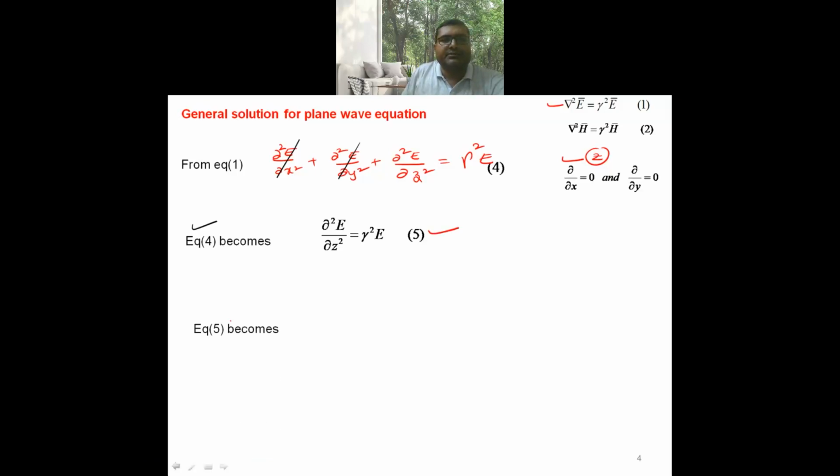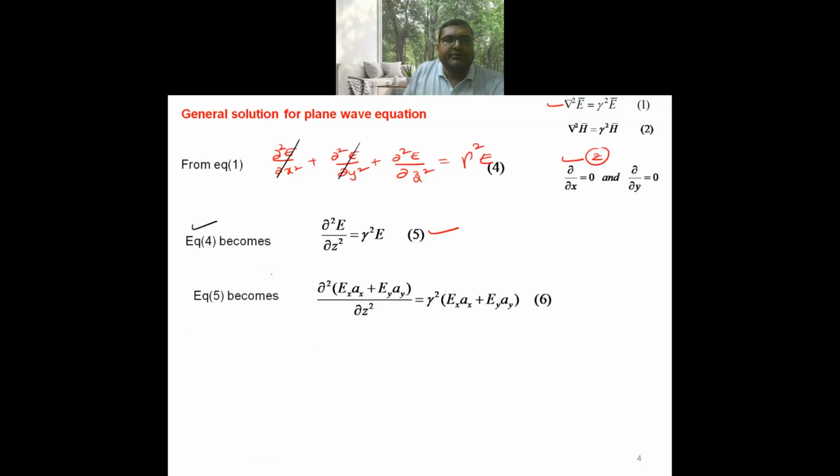Now by expanding equation 5, E is equal to EXAX plus EYAY, where Ez is equal to 0 as the electromagnetic wave is traveling along z direction. Along the direction of propagation, the field component is 0.